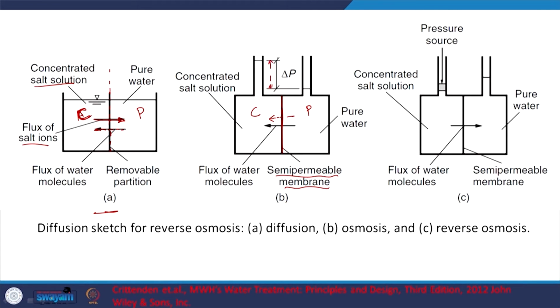But now I do not want that to happen. So, I have to apply this level of pressure, and then I will see to it that water from the concentrated salt solution will move towards the pure water, right. So, now I will have more of the pure water, while I will have less of the more concentrated water. So, that is what we are trying to achieve here, right.